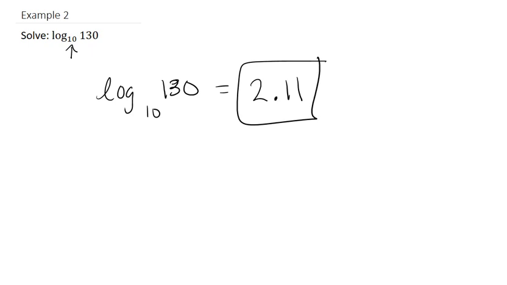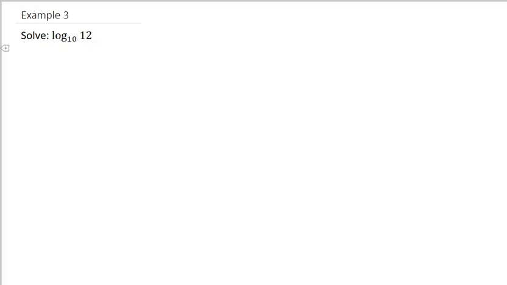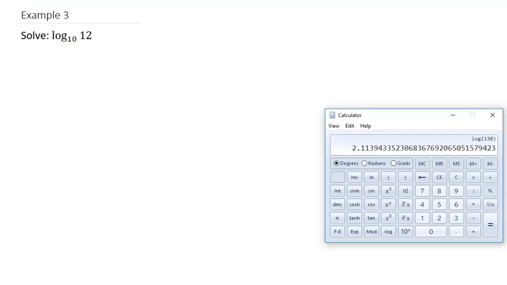Now let's look at another example. Example 3. Solve for the following. We have log base 10 of 12. So we put in 12, we take the log of it, and we see that it's 1.08 if we round to our nearest hundredth.